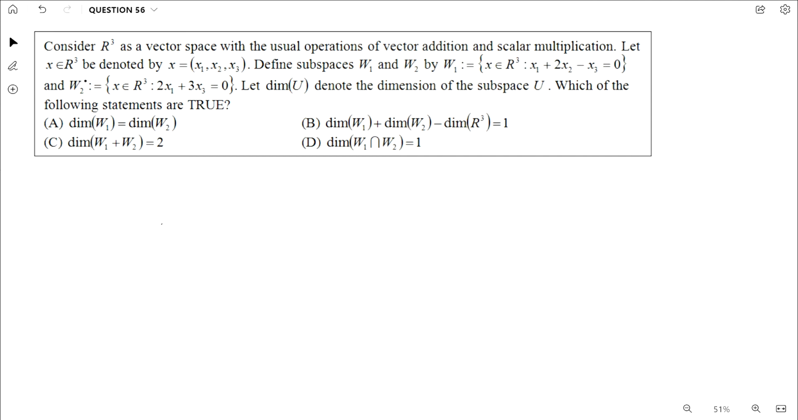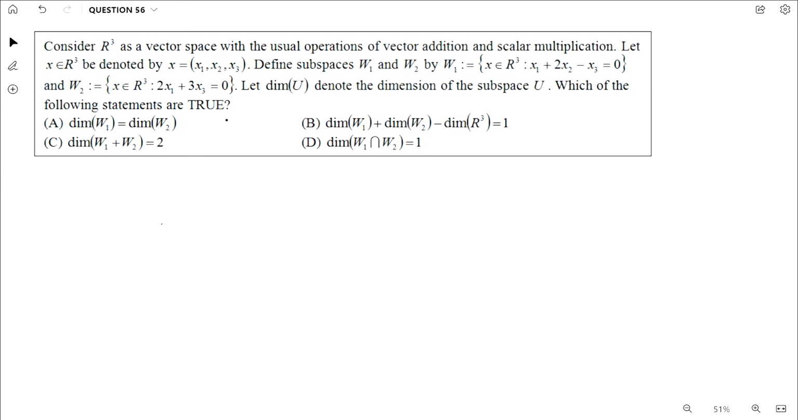And let x belong to R3 be a vector denoted by this. Two subspaces are defined, W1 and W2. W1 is x belongs to R3 such that x1 plus twice x2 minus x3 is equal to 0, and W2 is x belongs to R3 such that twice x1 plus thrice x3 is equal to 0, and dim(U) denotes the dimension of the subspace U. Then we have to find out which of the following statements are true.